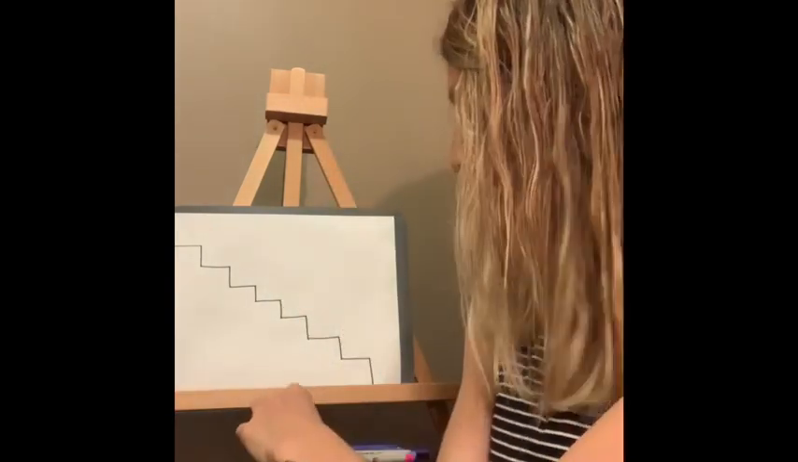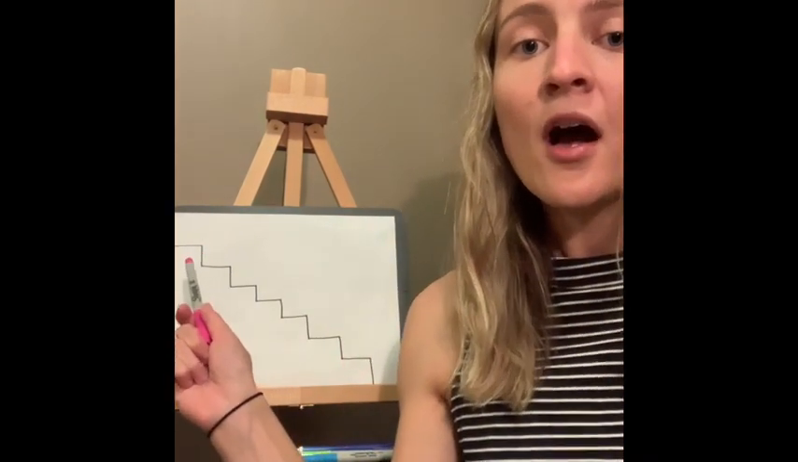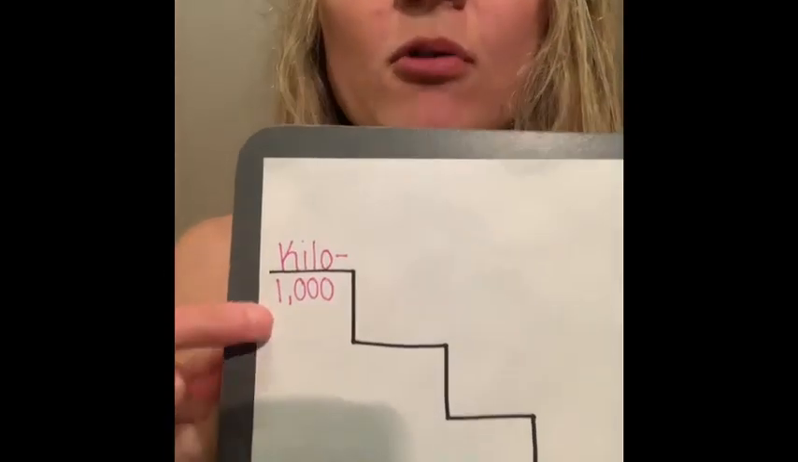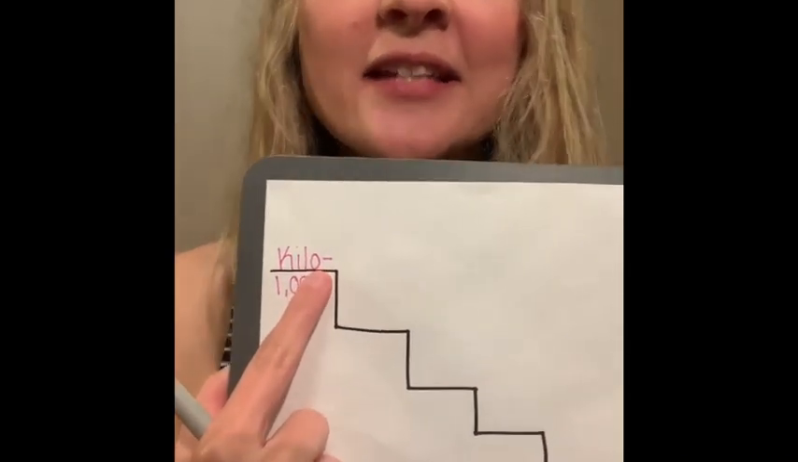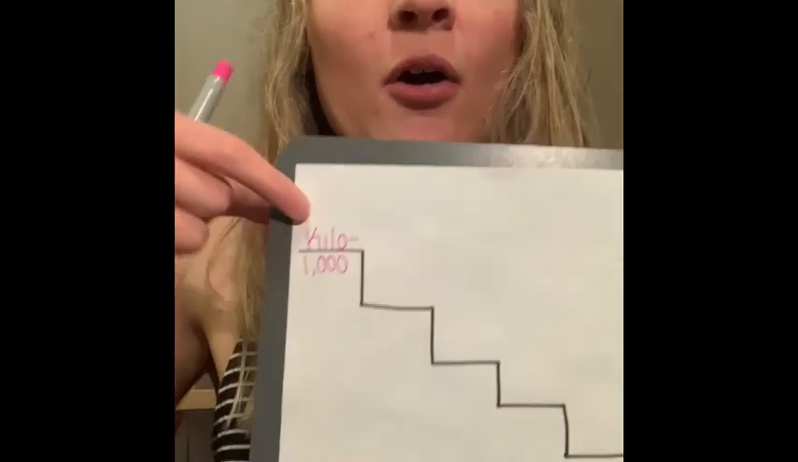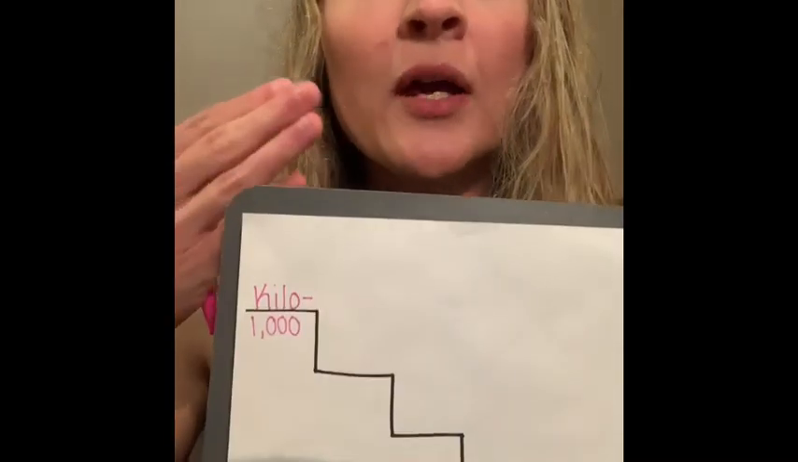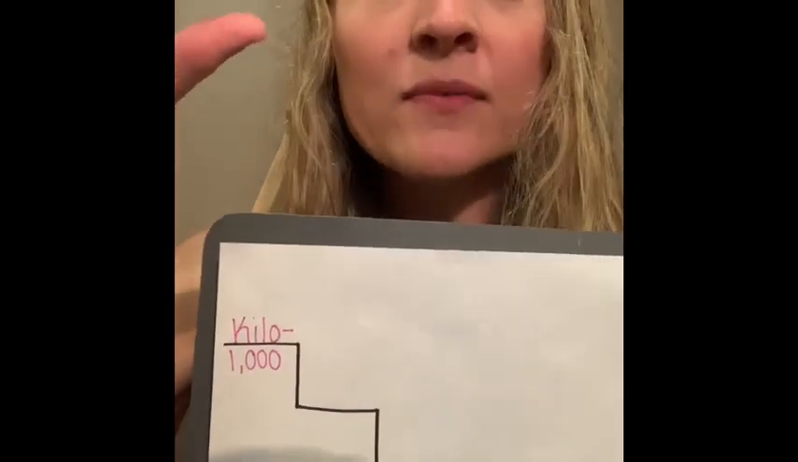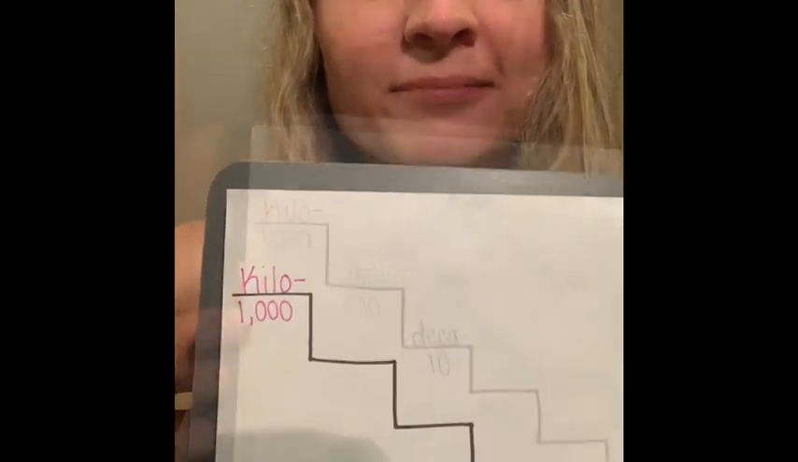So I want you to grab your pencil or one of the colors, and we're going to start on the very top of the staircase, okay? On your top staircase, you're going to write the prefix kilo with a dash at the end of it. And the dash means that a word is going to come after kilo. So the prefix kilo means 1,000. So if you see the word kilogram, that means something weighs 1,000 grams.